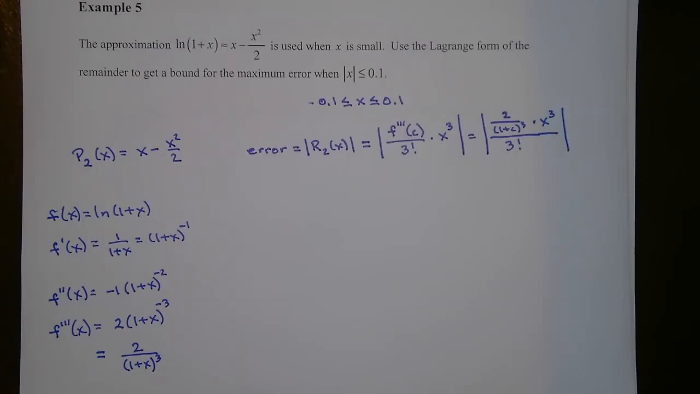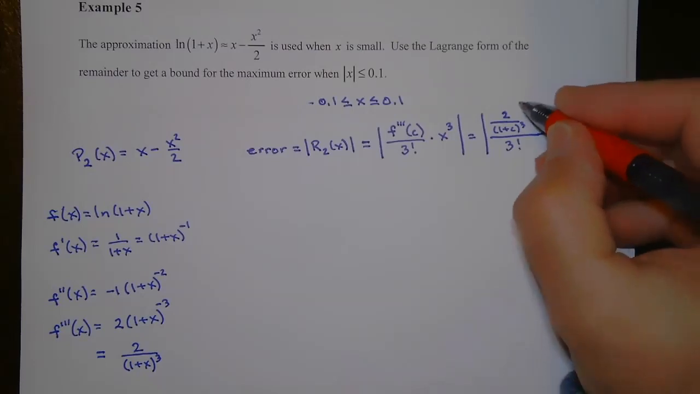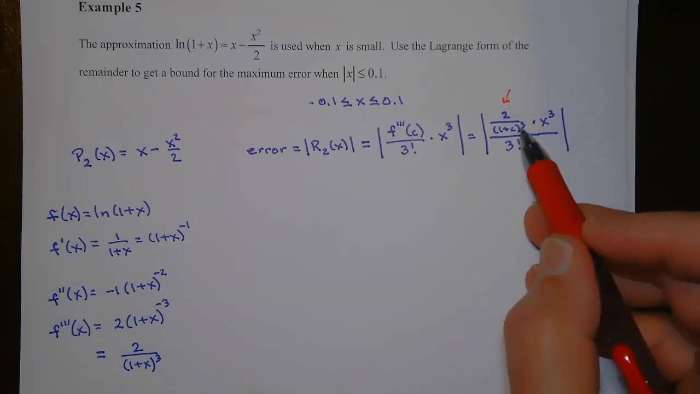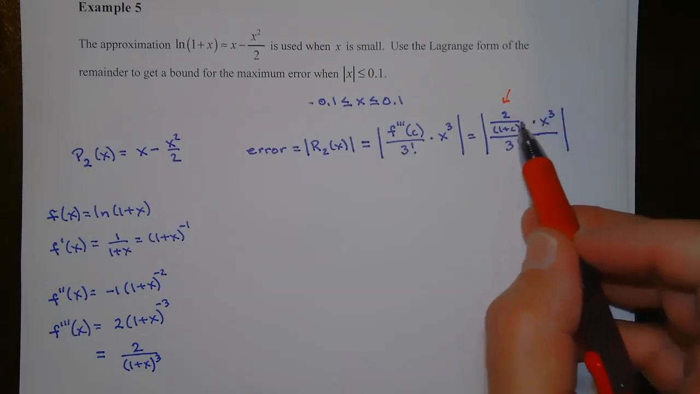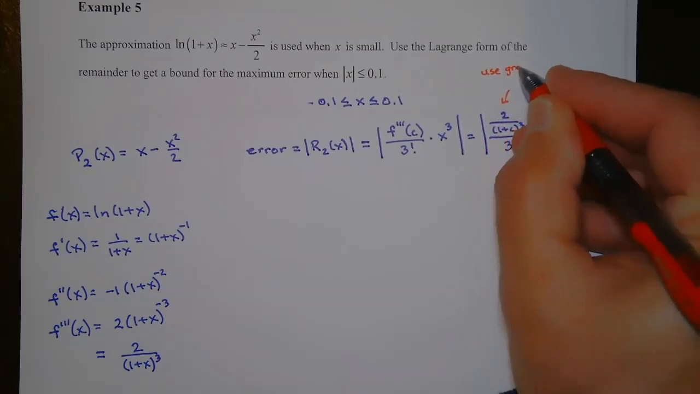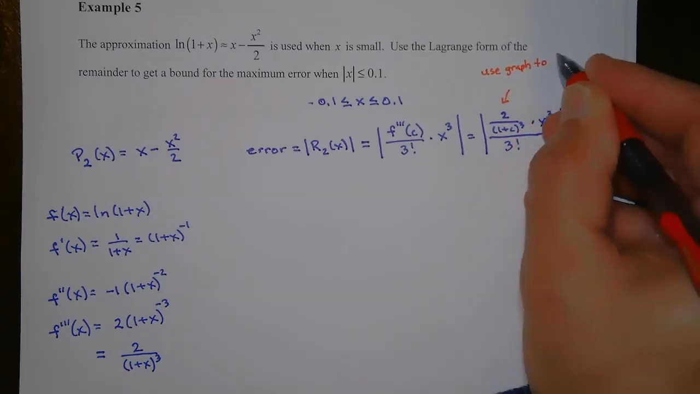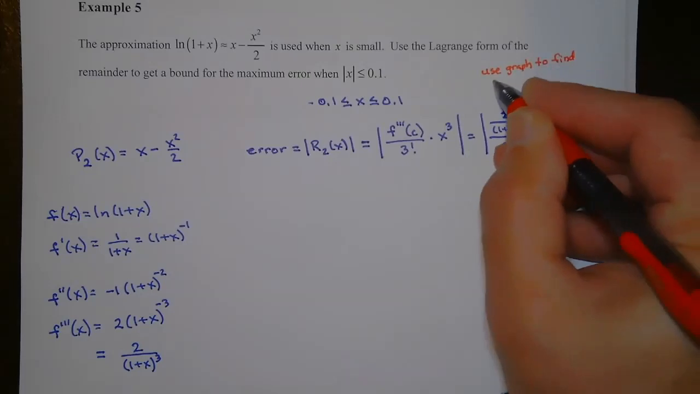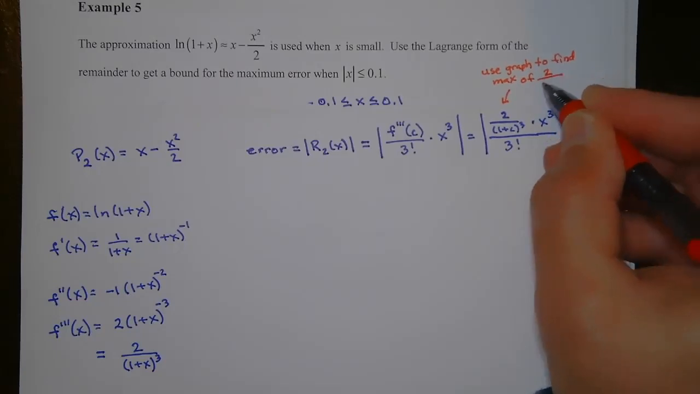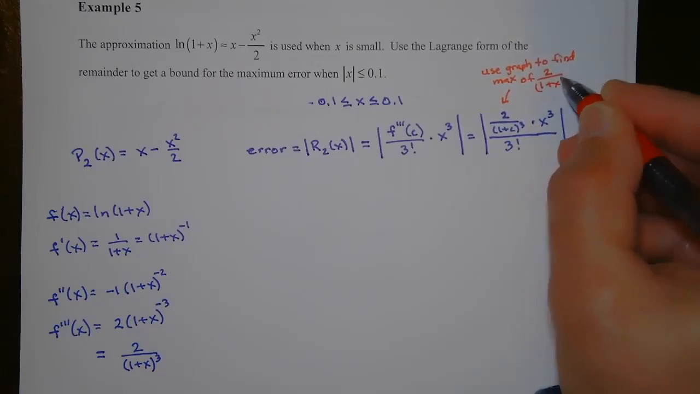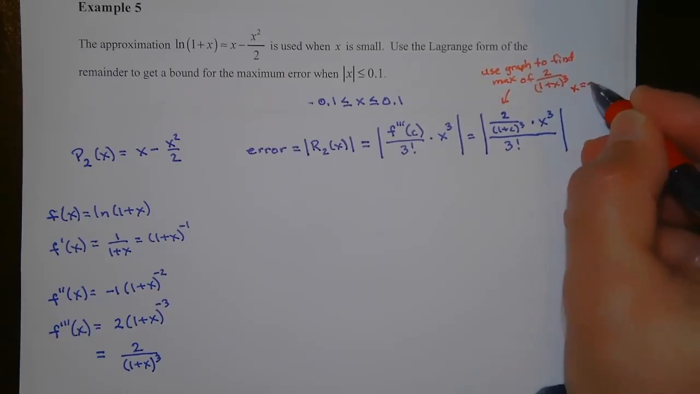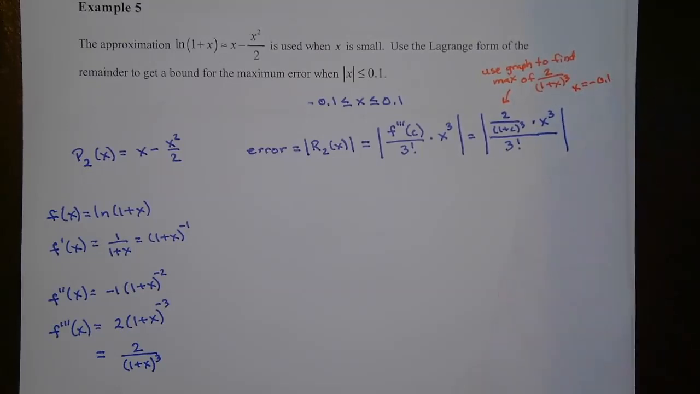Okay, so back to our paper now. What we did with the graphing calculator, I'm going to write a little note here. We used the graph to find the maximum of 2 over (1 plus x) cubed, and that happened at x equal to -0.1, from the graphing calculator.